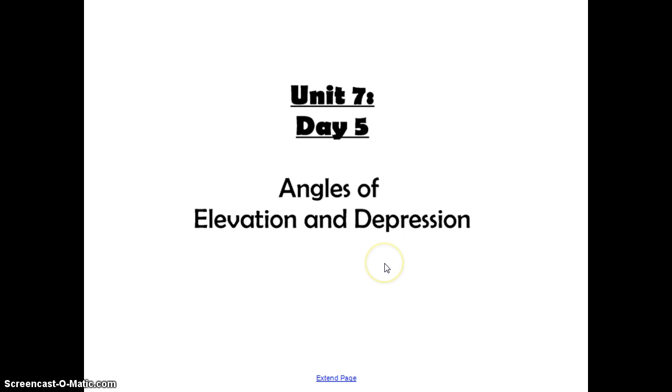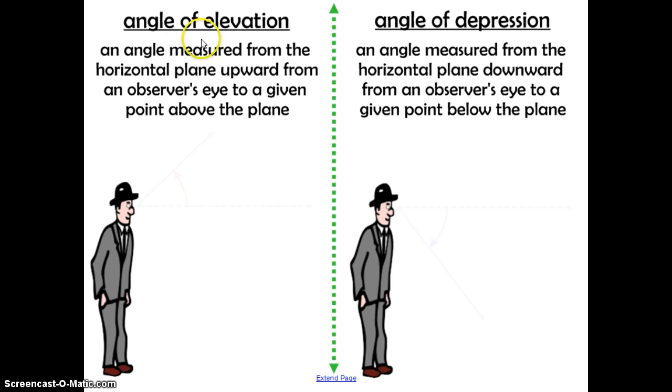Unit 7, Day 5, Angles of Elevation and Depression. An angle of elevation is an angle measured from the horizontal plane upward from an observer's eye to a given point above the plane. What that means is we're going to take this observer, and the very first thing is we need to draw out his horizontal line of view. So this is directly from his eyes.